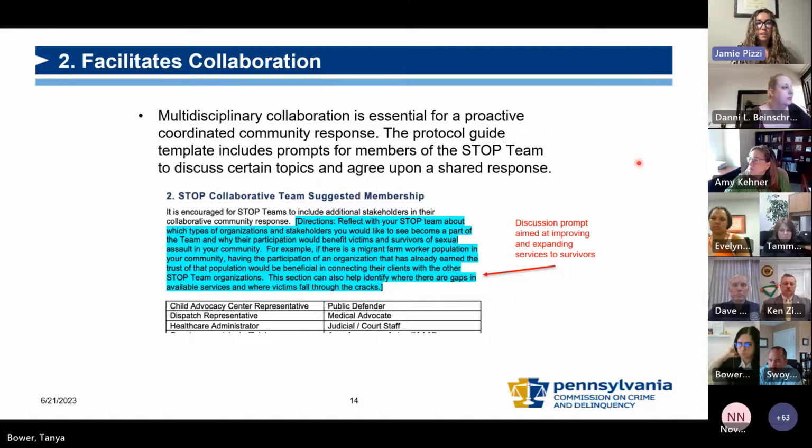Multidisciplinary collaboration is essential for a proactive, coordinated community response. The protocol guide templates include prompts for members of the STOP team to discuss certain topics and agree upon a shared response. Here we have an example that asks teams to address any gaps that they may have in their coordinated community response based on the needs of their jurisdiction. Next slide, please.